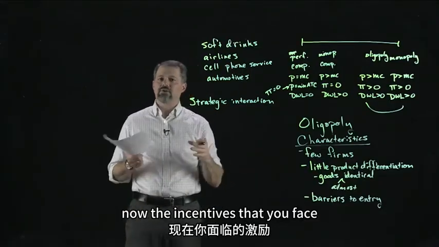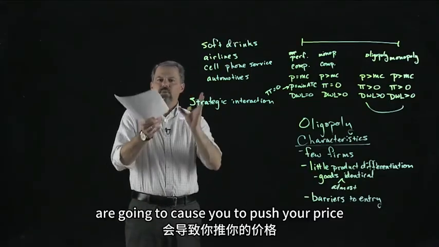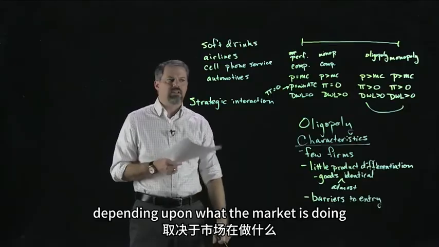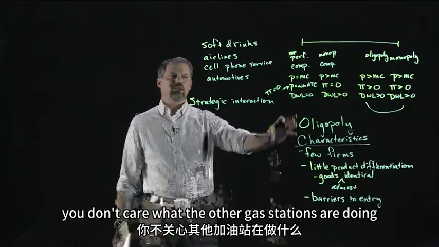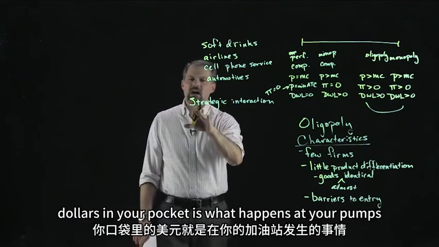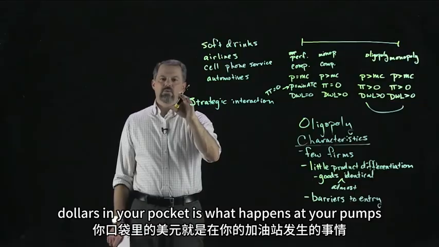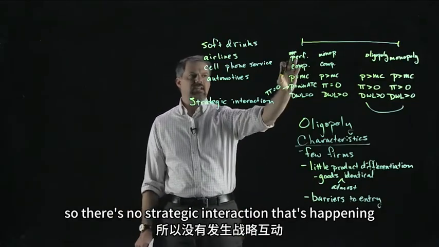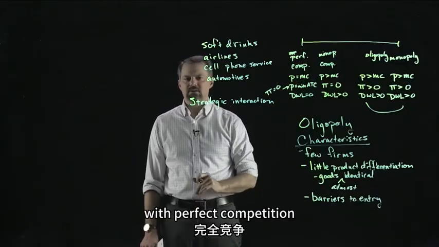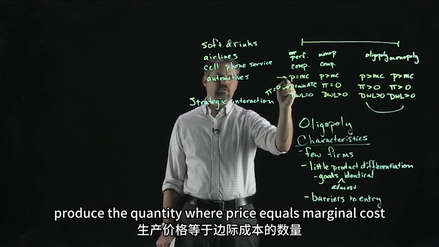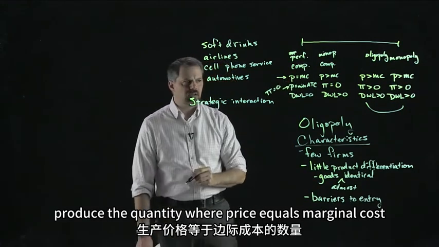You respond based upon what the market does to the price. Now, the incentives that you face are going to cause you to push your price in a particular direction or the other, depending upon what the market is doing. But you don't care what the other gas stations are doing, because the only thing that puts dollars in your pocket is what happens at your pumps. Okay, so there's no strategic interaction that's happening with perfect competition. The rule for a perfectly competitive firm: produce the quantity where price equals marginal cost.